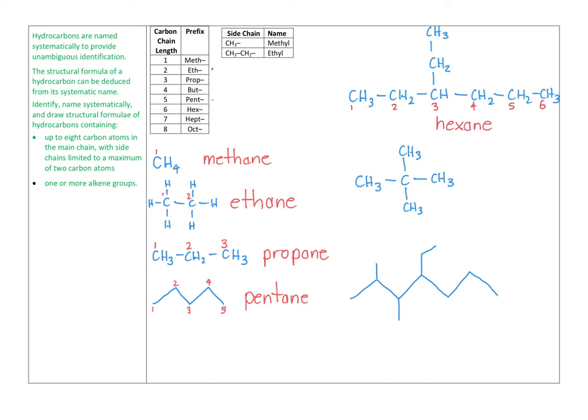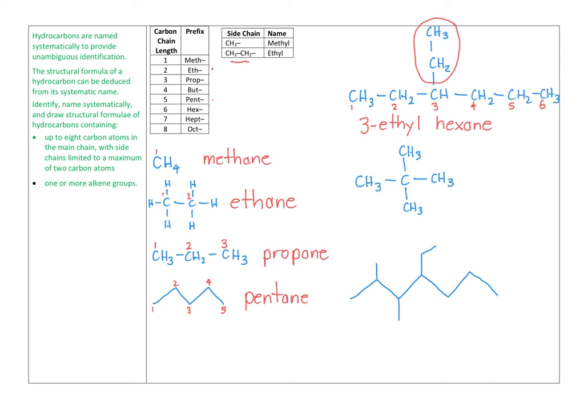So it's an ane, hexane. But now we have to name this side chain. Now this side chain has CH2, CH3, like this one here. So that is what we call an ethyl side chain. So we put at the start of the name ethyl, hexane, and that ethyl group comes off the 3rd carbon. So we go 3 ethyl hexane.